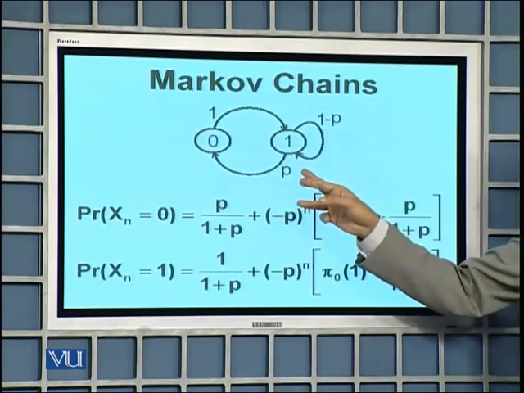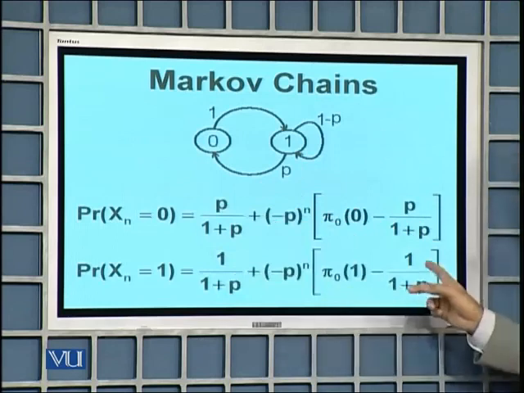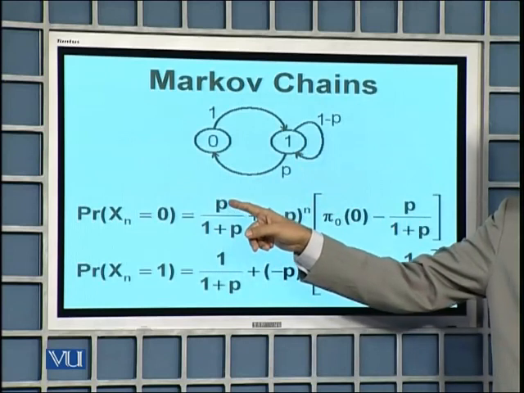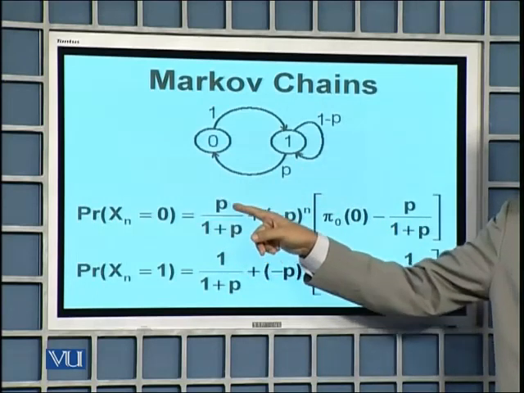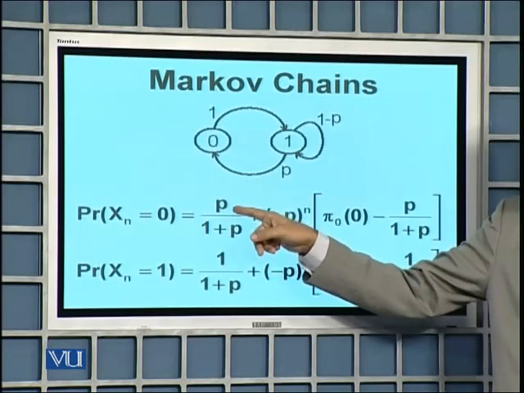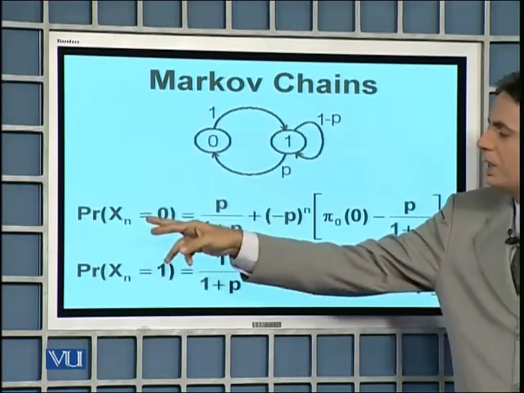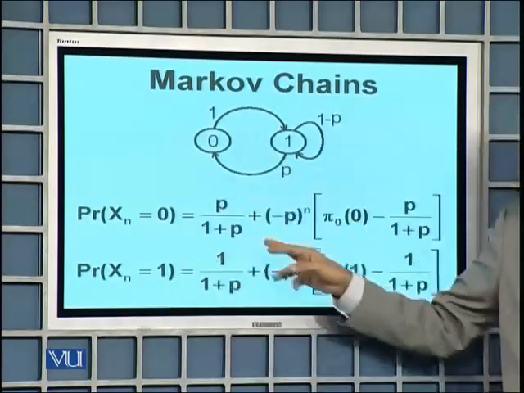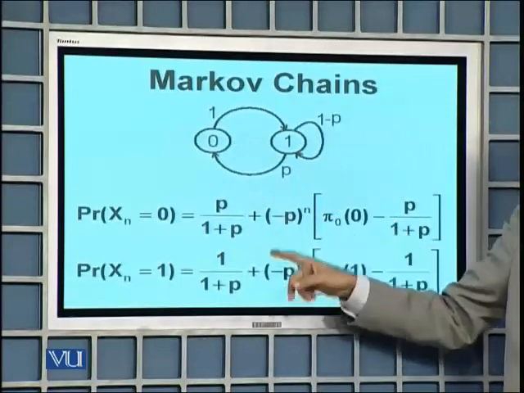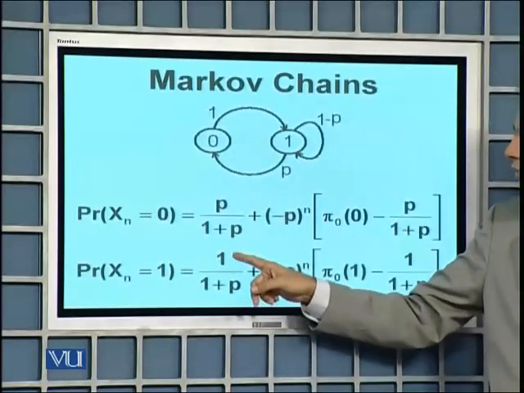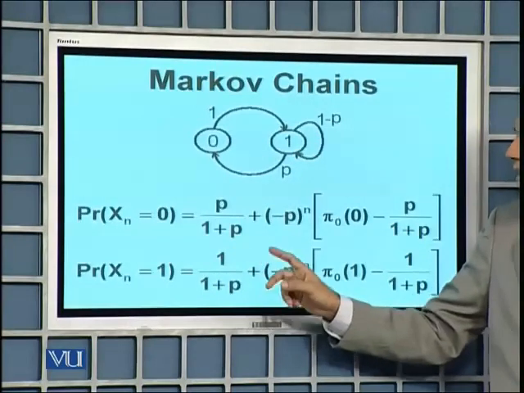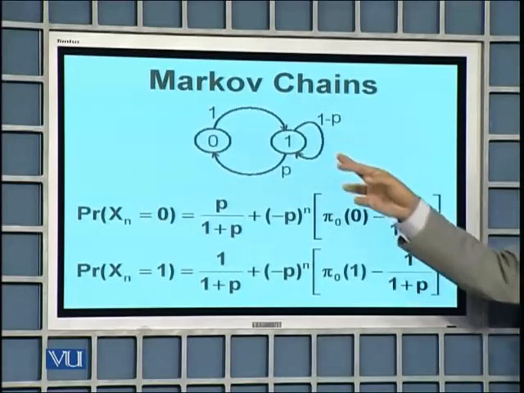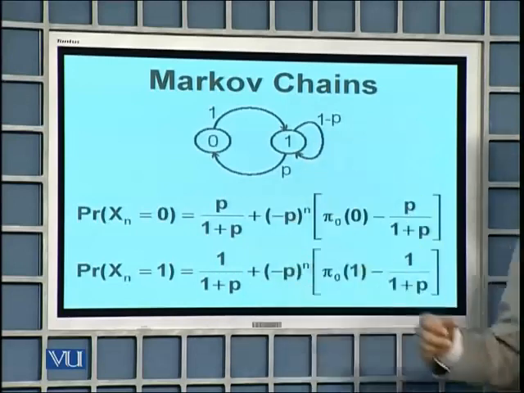So if p is a very small number, you can look at these expressions and you can see that this number is going to be a very small number, p divided by 1 plus a small number, almost the same number. So probability of this random variable being in state 0 will be a small number, and probability of this random variable being in state 1 will be a large number, close to 1. 1 over 1 plus a small number is a number slightly smaller than 1. Hence, probability of this Markov chain being in state 1 is going to be a larger number.